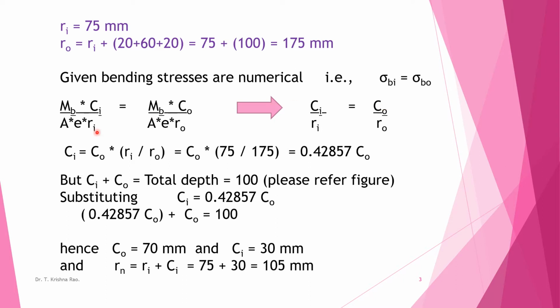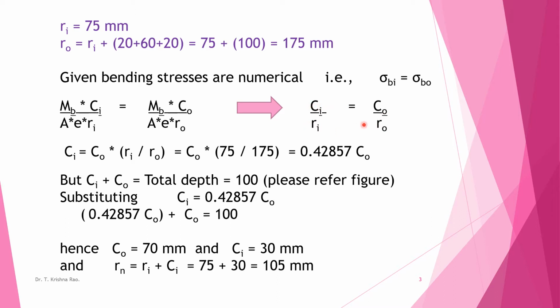Let's go back to the data handbook. We have the bending stress equation, M B Ci by A E Ri for inside equal to, it would have been minus M B C naught by A E R naught. Since numerically equal, we are not considering the minus here. M B by A E will cancel on both sides. We are left with Ci by Ri equal to C naught by R naught. This is the essential condition for the bending stresses to be equal at inside and outside.